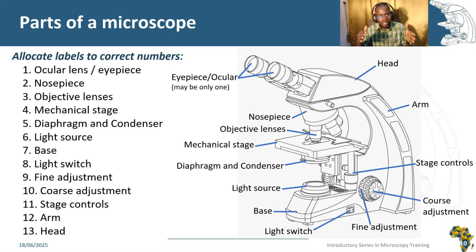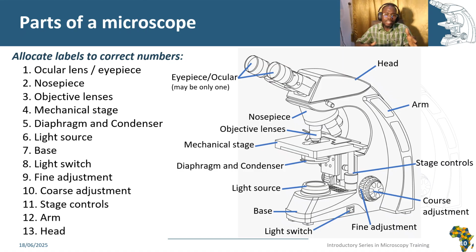Starting with the first group, those parts that provide support and stability form the structural framework of a microscope. This includes the base, the arm, and the body tube. The base is usually found at the bottom. It houses the light source and the switch.